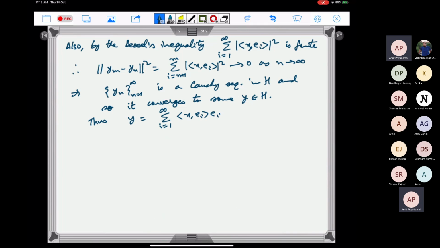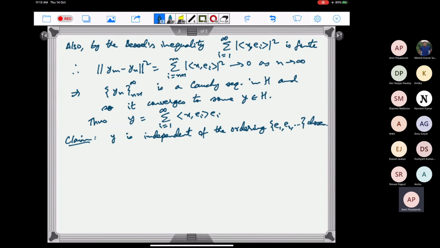So the claim is that this y is independent of the ordering chosen. To prove this, suppose we take some other ordering.